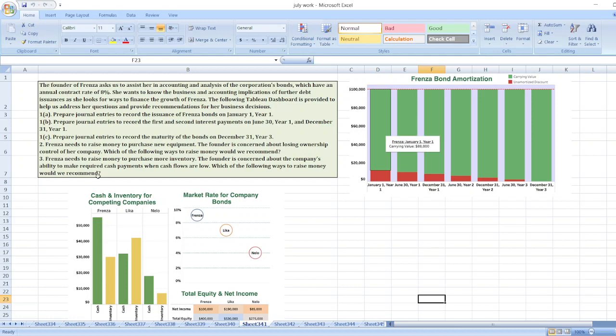Third, Frenza needs to raise money to purchase more inventory. The founder is concerned about the company's ability to make required cash payments when cash flows are low. Which of the following ways to raise money would be recommended? So here is our question.